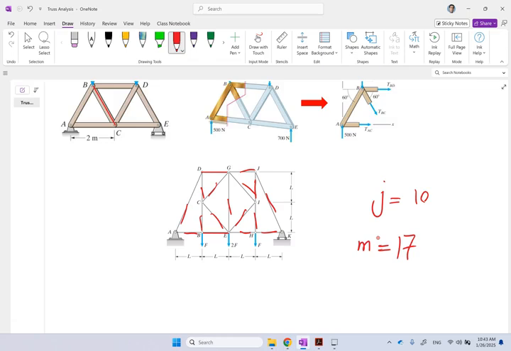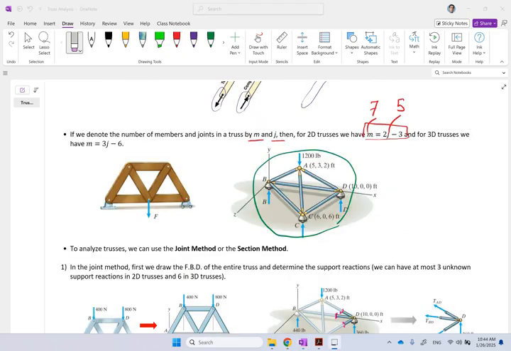Is that working? Remember, m should be 2j minus 3. 2 times 10, 20, minus 3, 17. So you see, it is absolutely working. Now, you might say, can I add some other member? Like, for instance, can I add another member like here? Something like that. Can I add that?